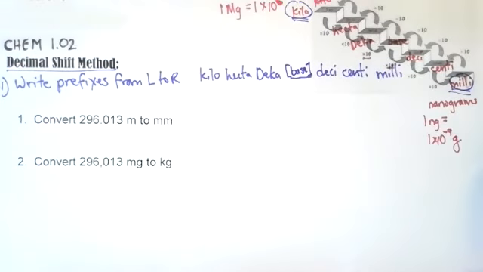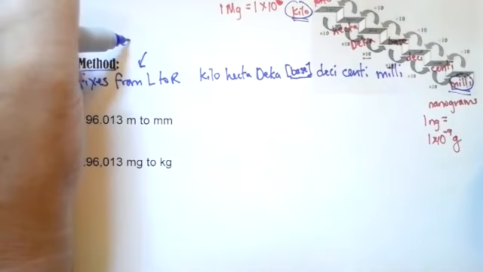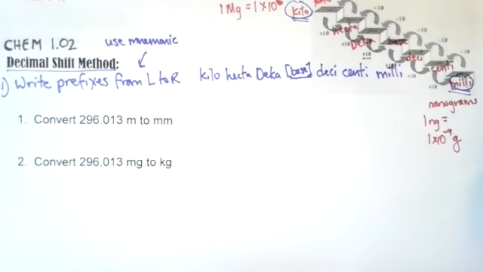We'll put base in brackets. Well, one of the tricks is, how do you remember kilo, hecta, deca, base, deci, centi, milli? So we have what's called a mnemonic. For this, I'm going to tell you to use your mnemonic.